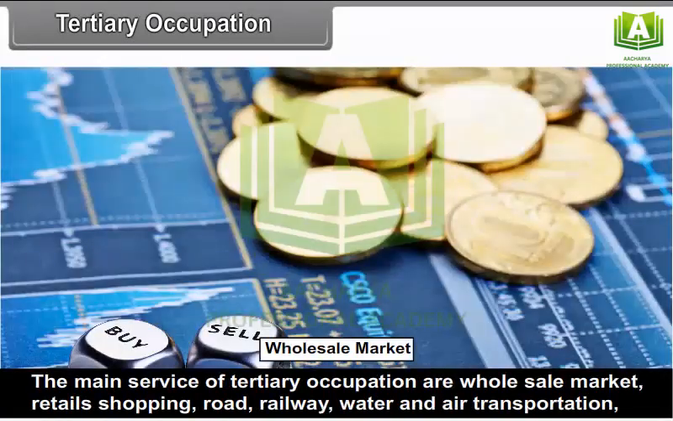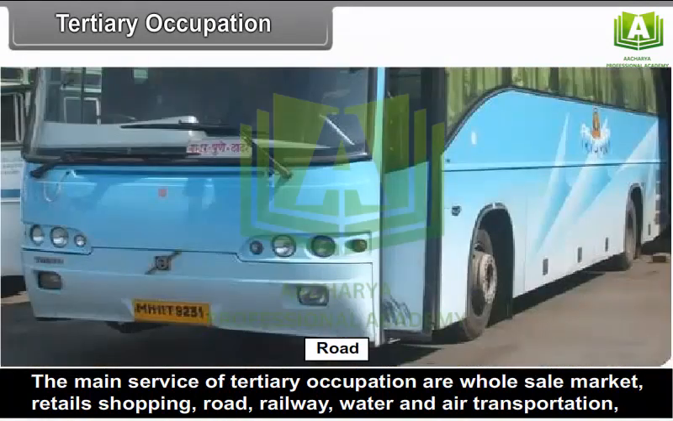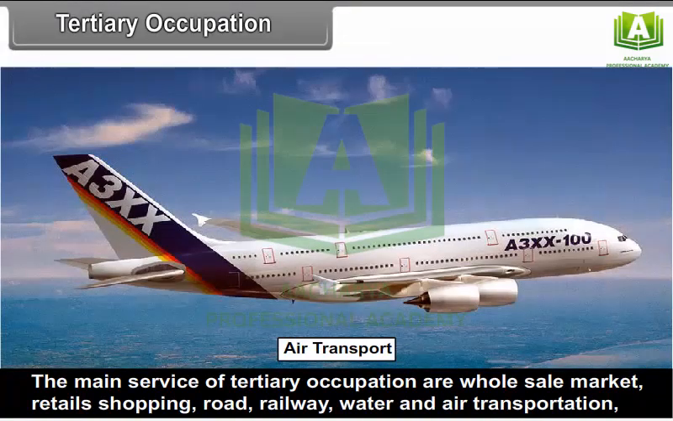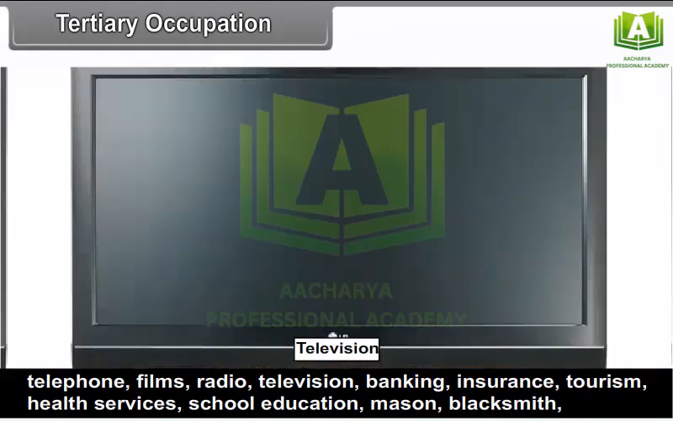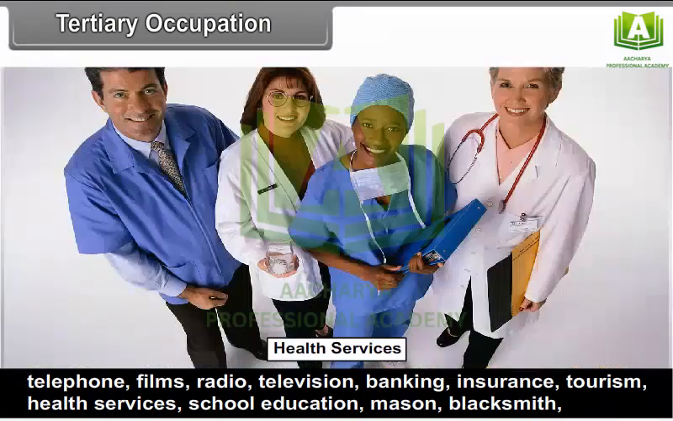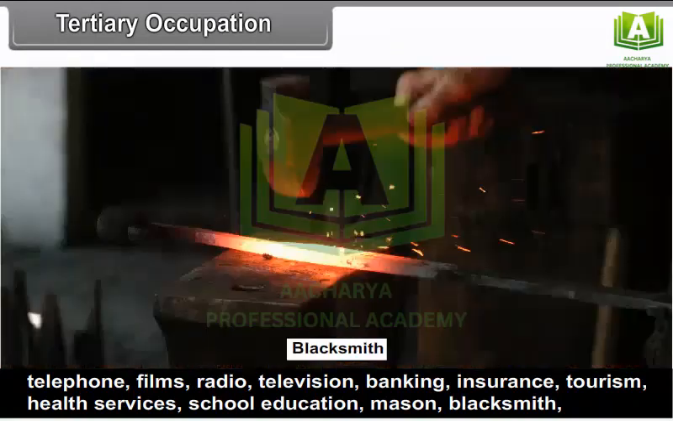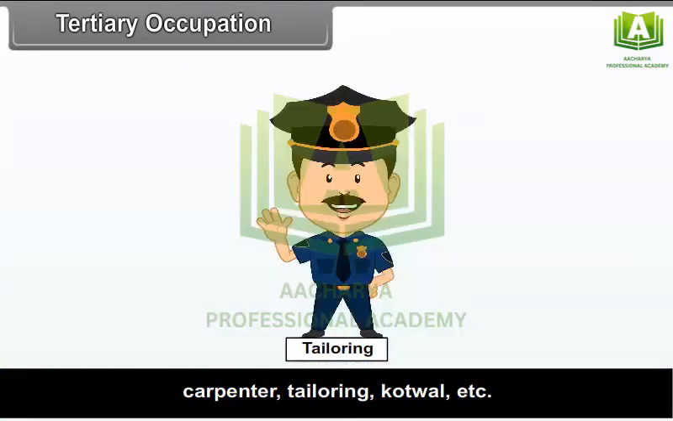The main services of tertiary occupation are wholesale market, retail shopping, road, railway, water and air transportation, telephone, films, radio, television, banking, insurance, tourism, health services, school education, mason, blacksmith, carpenter, tailoring, kotwal, etc.